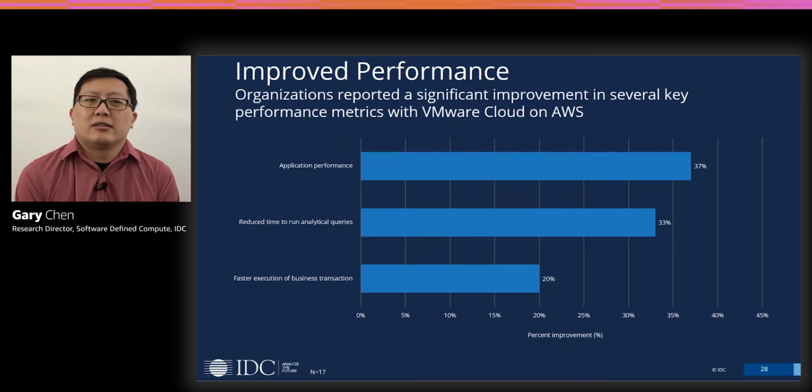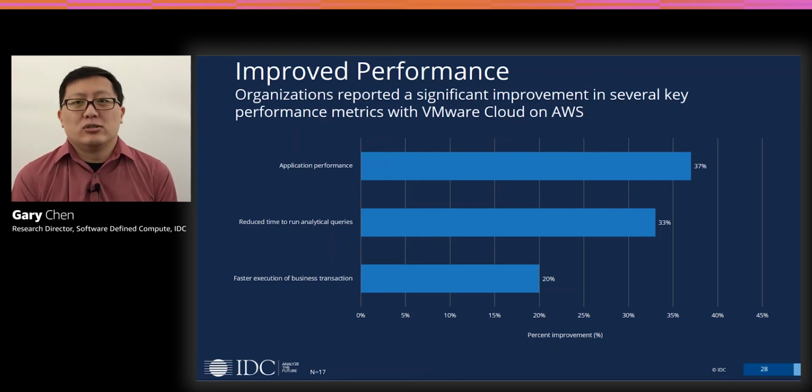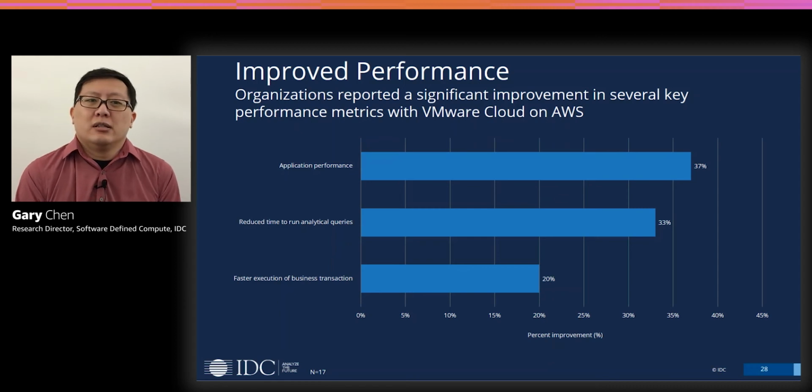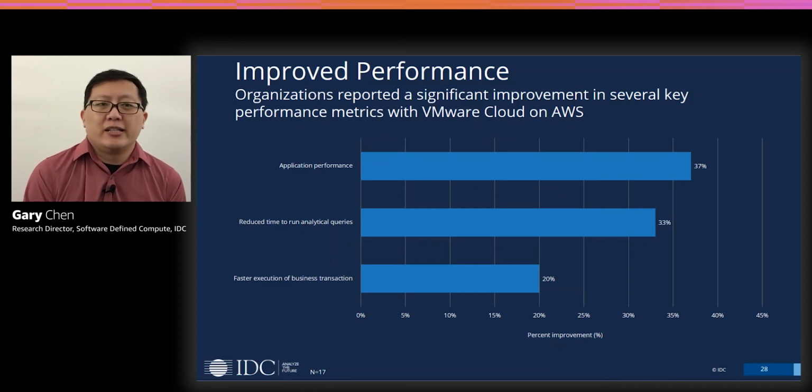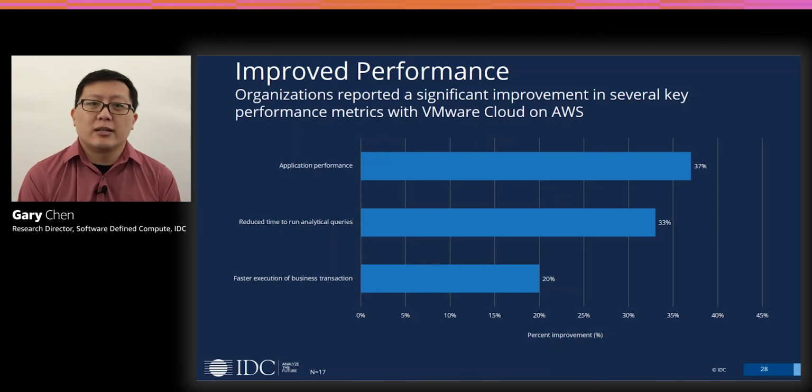And by moving to VMware Cloud on AWS, users also saw an improvement in performance, ranging anywhere from 20 to 37%. And this was measured across overall application performance, the time to run analytical queries, and time to execute business transactions. So users saw faster performance due to a number of factors, just having faster physical infrastructure that's provided by AWS across compute and storage and networking, which is then exposed to the user with the latest software from AWS and VMware. And so cloud is also much more scalable, which helps workloads maintain performance levels when the load is really high.